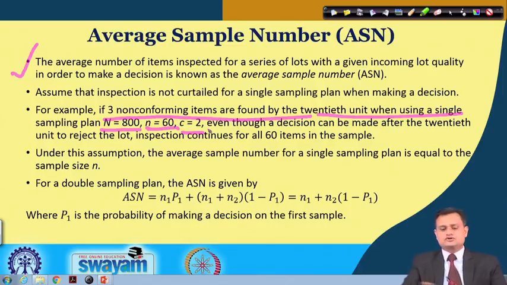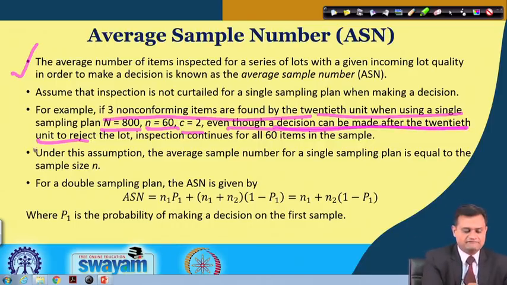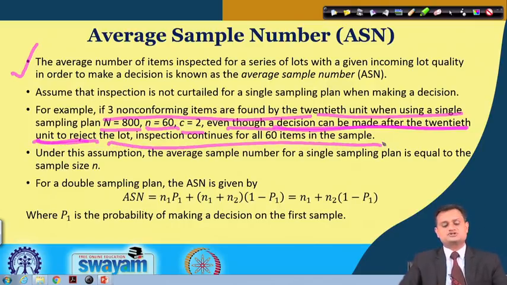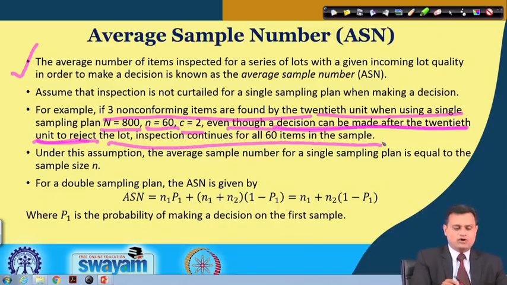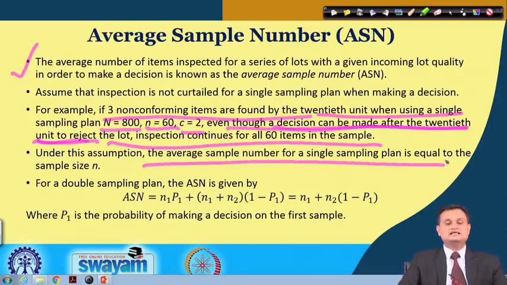N is equal to 3, so you will say that you can take the decision on the 28th because it is exceeding your c is equal to 2, but you will not stop here. You will continue after the 28th unit to reject, you will continue your inspection up to 60. So, I want you to understand that under this assumption, the average sample number for a single sampling plan is equal to the sample size n.